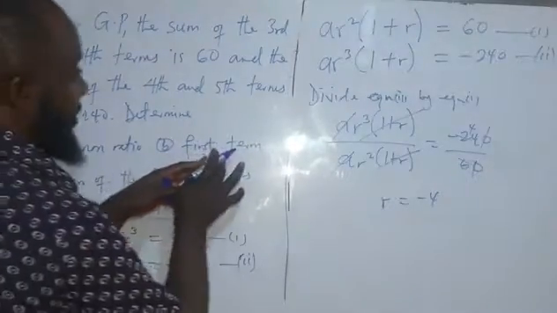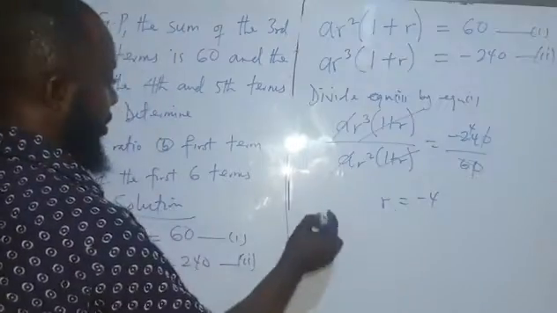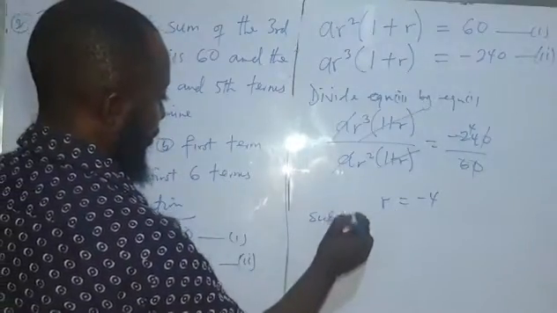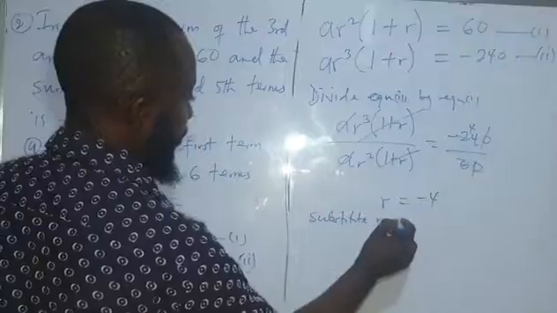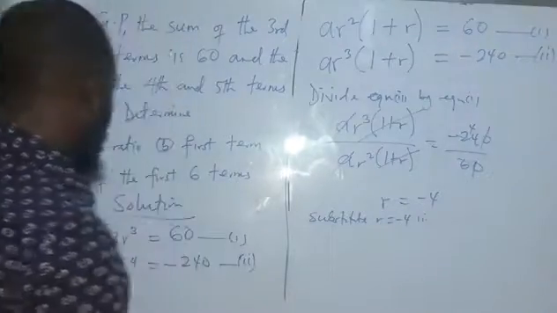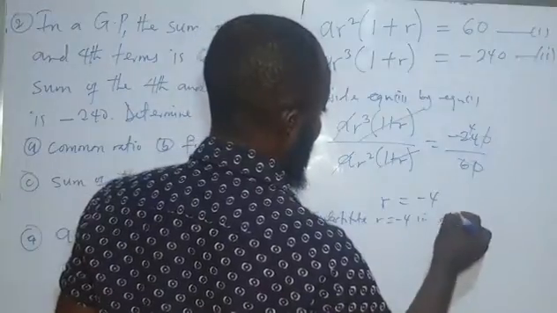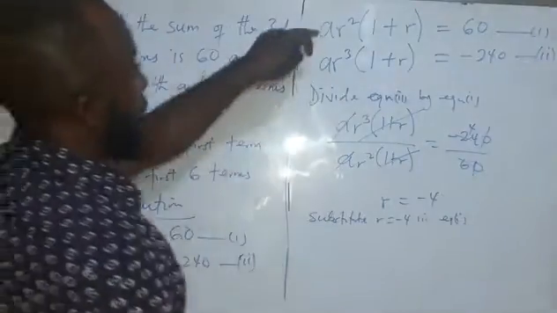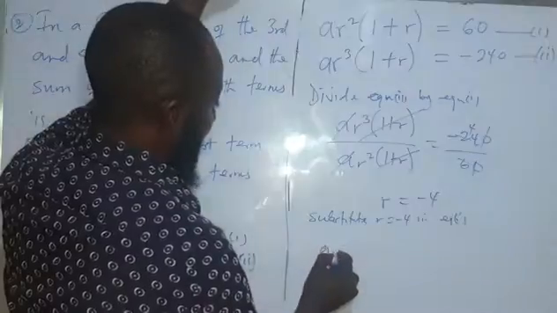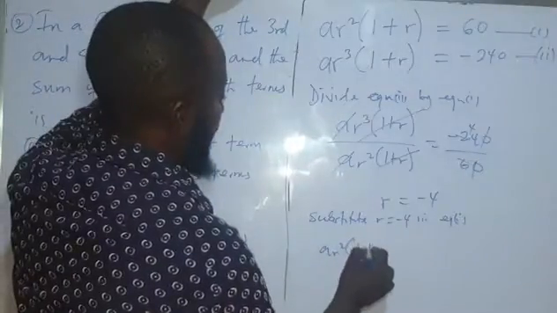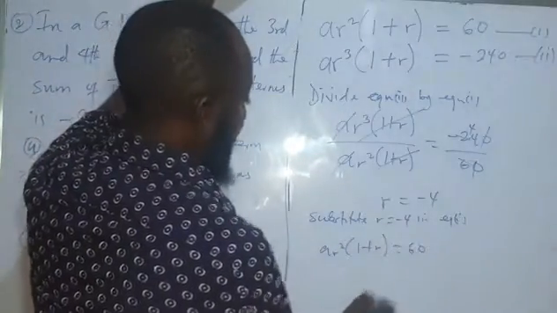So the next is the first term. So we now substitute R equals to minus 4 in any of the two equations. So let's say equation 1. So let's pick equation 1, which is this. So we have AR squared into 1 plus R equal to 60.